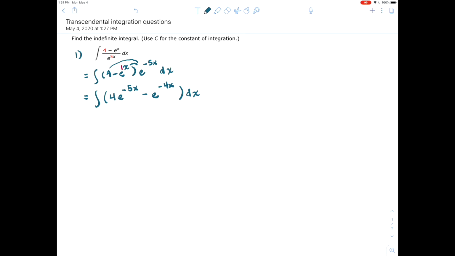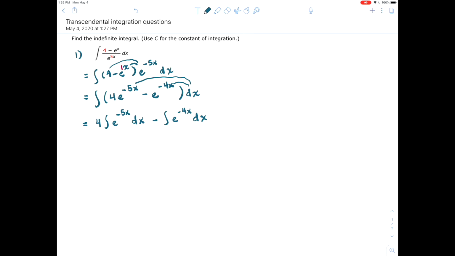So now what you've got is two different u substitutions if that's how you want to do this. So if you want, you can separate those integrals, and you can bring out the constant 4 for that first one. So you have 4 times the integral of e to the negative 5x, and remember that dx will multiply to both terms, and so then we'll have minus the integral of e to the negative 4x with respect to x.